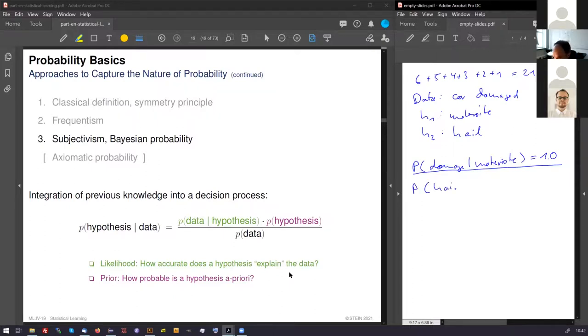Hail does not always damage a car. You can read in insurance companies' reports that it is about 20%. However, the prior probability of meteorite is something around this, and the prior probability of hail is something like this. And if you multiply them, given the data, the damaged car, and your hypothesis, you will find out that hail is the so-called maximum a posteriori decision result, however you want to call this. This is the gist of subjectivism, what I explained to you here.